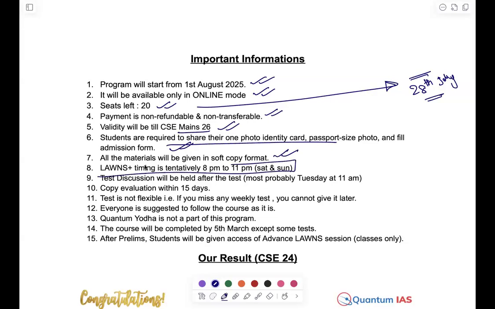Class timing will be 8 to 10 PM Saturday and Sunday. This is tentative. We will finalize this in the orientation class. Test discussion will be held after the test, most probably on Tuesday. We have talked about it. Copy evaluation within 15 days.